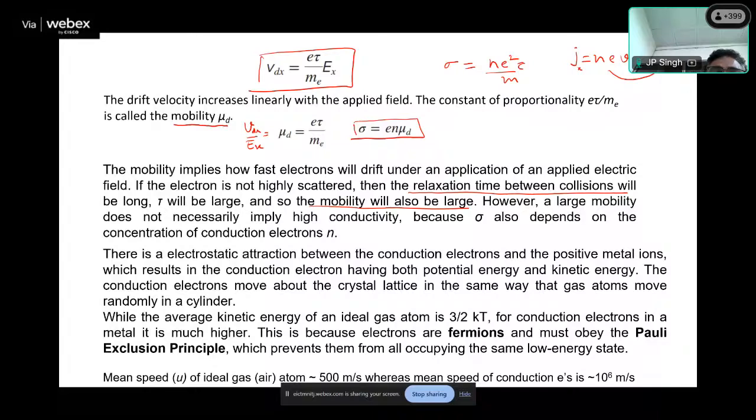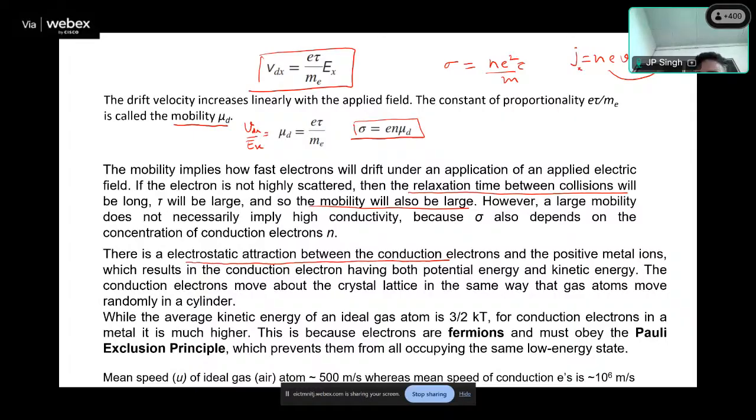The reason is that here we have not assumed it away, but there is still some electrostatic interaction. We are dealing with charged bodies. Conduction electrons are charged bodies, and the positive metal ions are also charged bodies. So there has to be some kind of potential energy involved there also. So there is kinetic energy and potential energy.